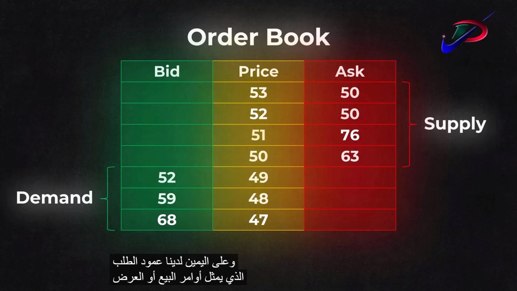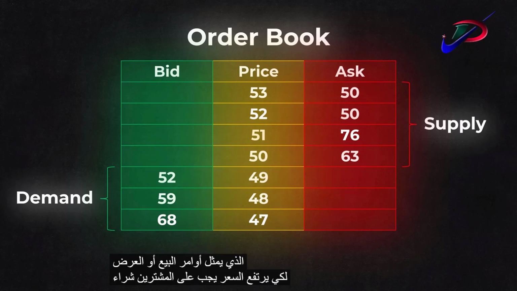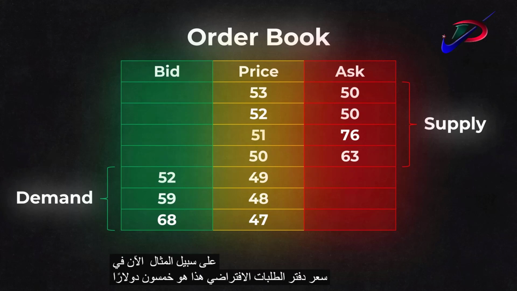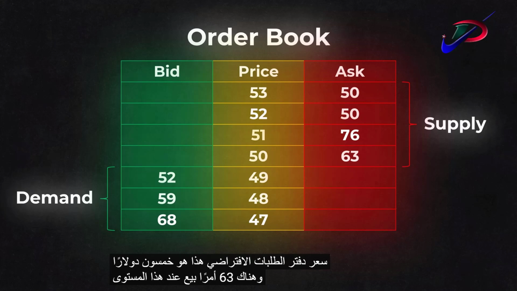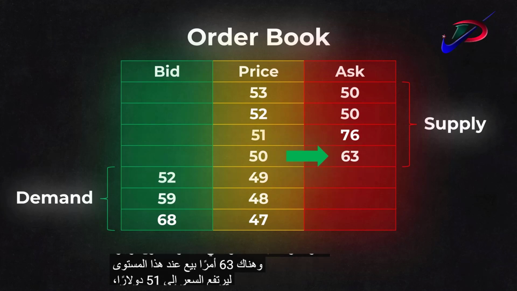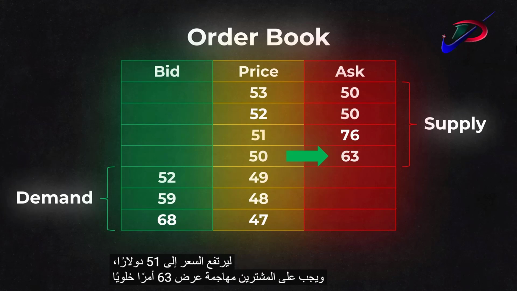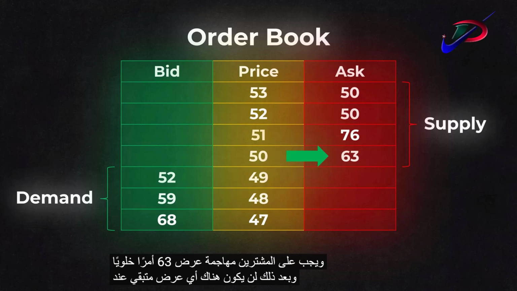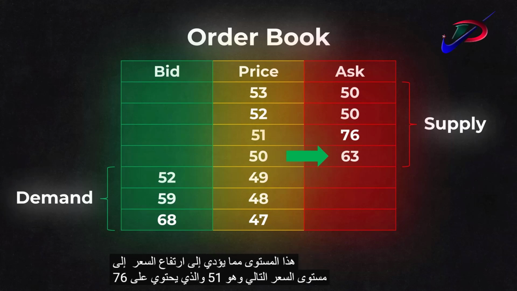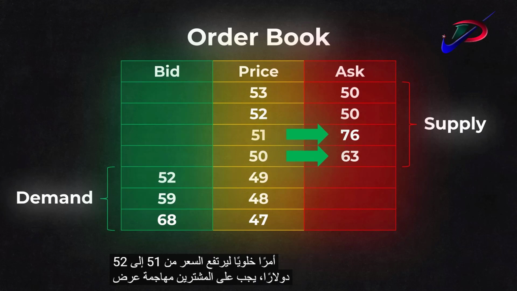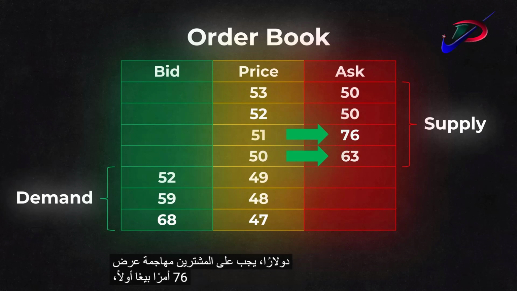For price to rise, buyers must buy an amount that corresponds to the total number of sell orders in the current level. For example, now in this hypothetical order book, price is at $50, and there are 63 sell orders at this level. For price to rise to $51, buyers must attack the supply of 63 sell orders, and then there will be no supply left at this level, making price rise to the next price level of $51, which has 76 sell orders. For price to rise from $51 to $52, buyers must attack the supply of 76 sell orders first.